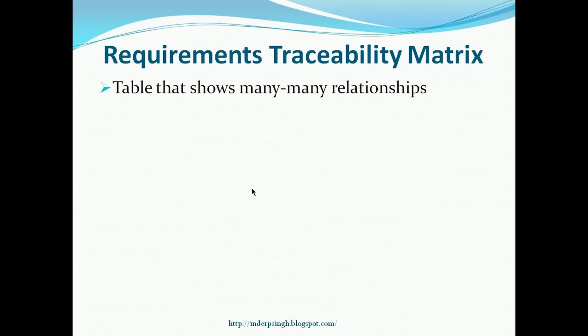So in your project, you are going to have multiple requirements, and you are going to have multiple test cases. The Requirements Traceability Matrix is the table that shows you the relationship between the requirements and the test cases, meaning which requirement is implemented by which test cases, one or more test cases, and which test case tests which requirement. It can be one or more requirements.